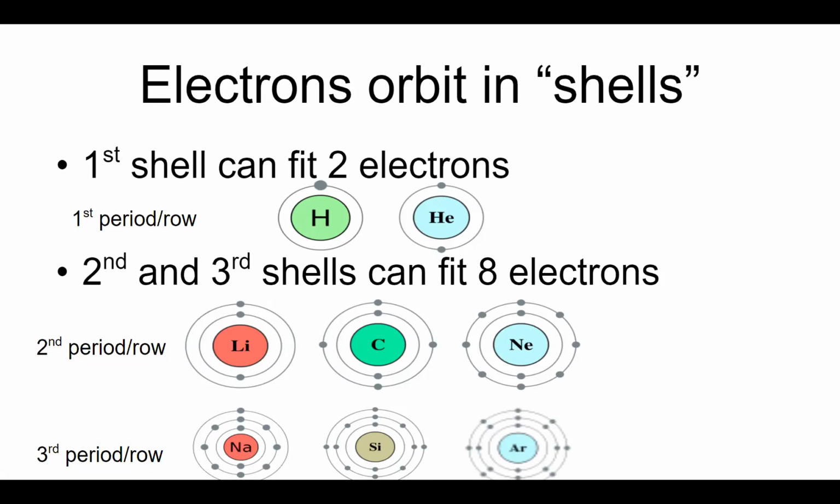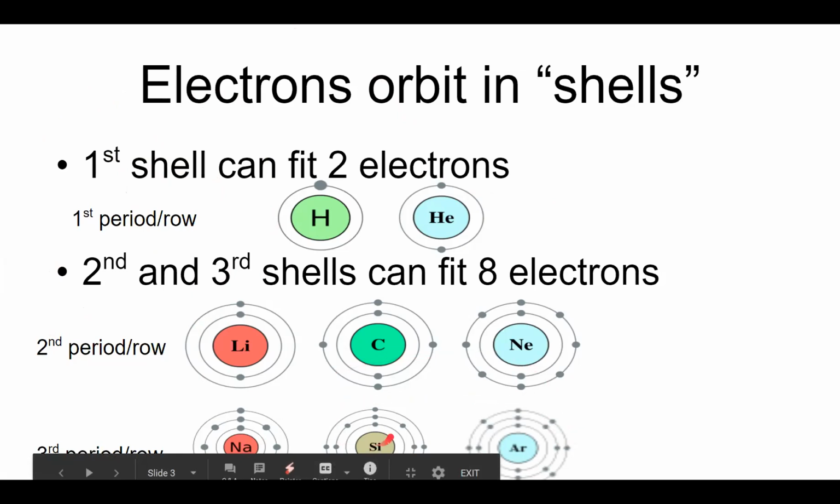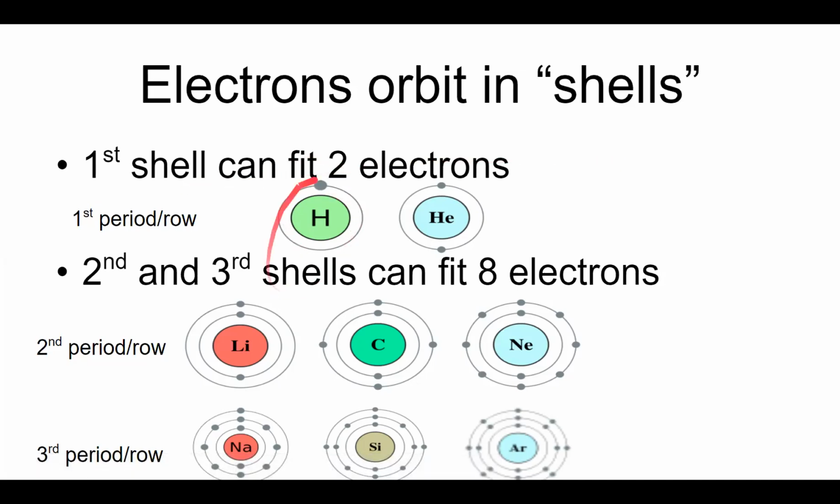And each electron shell can only hold a certain number of electrons. Atoms can have lots and lots of electron shells around them, but in this class, we're just going to focus on the first 3 shells. If you want to think about them as rings around the atoms, we're just going to be focusing on the first 3 rings. The first shell can only fit 2 electrons.